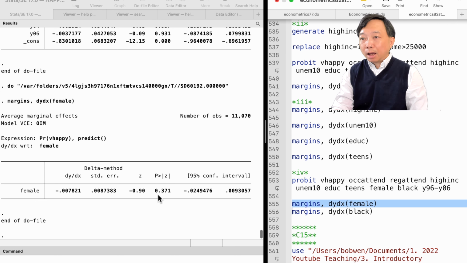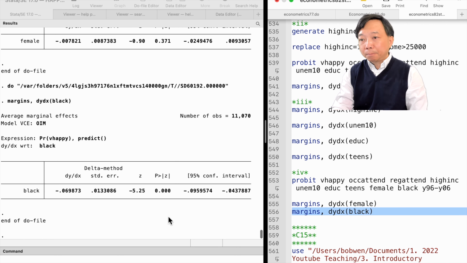We find that happiness does not differ by gender, but it significantly differs between black and non-black people. Black people are 7 percentage points less very happy than non-black people, holding all the variables in the model fixed and accounting for the year fixed effects captured by the year dummies.